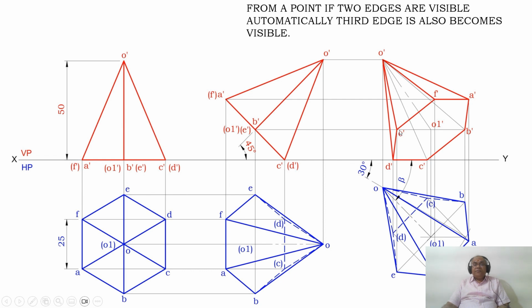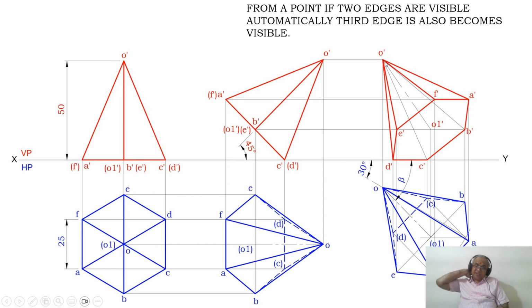Similarly, from a point, if E dash F dash is visible and E dash D dash is visible, therefore E dash to O dash with a dark line. So this is how you will be able to analyze it. But still, we have left out two more edges: C dash O dash and B dash O dash. So B dash O dash is crossing the visible edge of E dash F dash. So obviously, it will not be visible. Since F dash E dash is the visible edge, O dash B dash is going to become invisible.